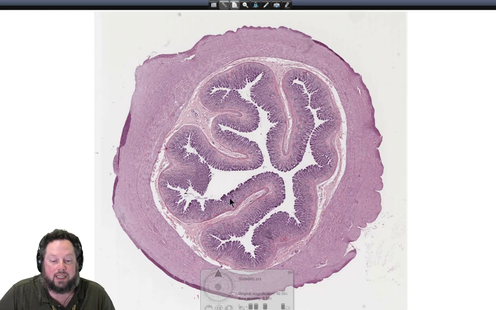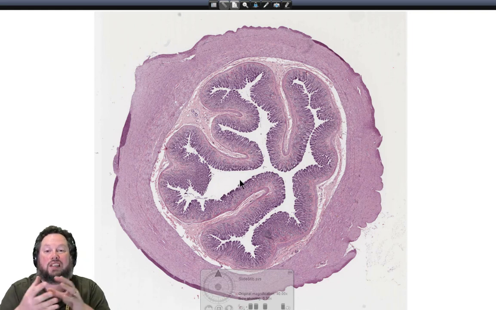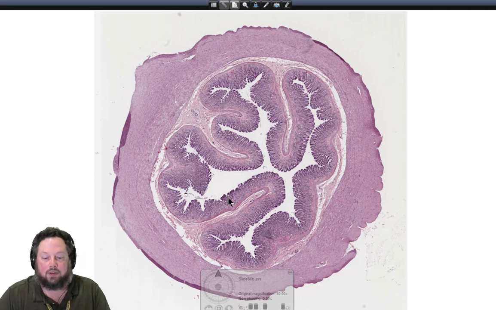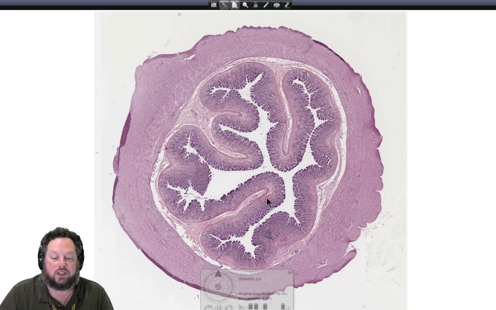So rugae are folds of both the mucosa, which is this layer here, and the submucosa, which is this layer here. Now, these are non-permanent folds, so if there was food moving through here, this could expand and they would flatten out. And then when it shrinks up again, you get these rugae appearing once again.